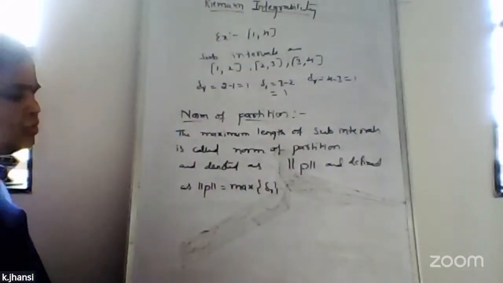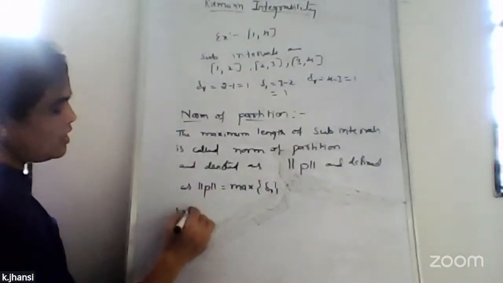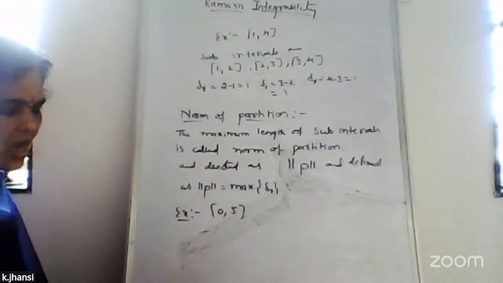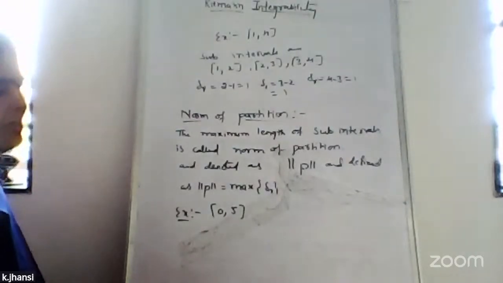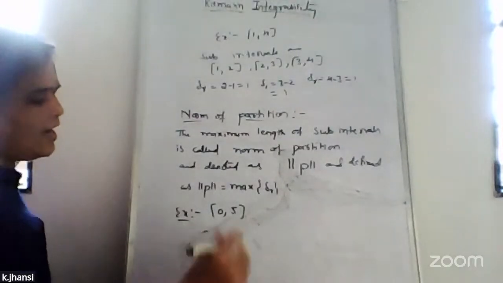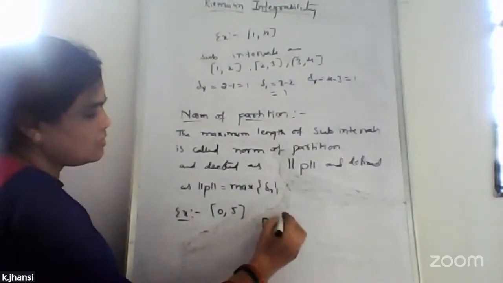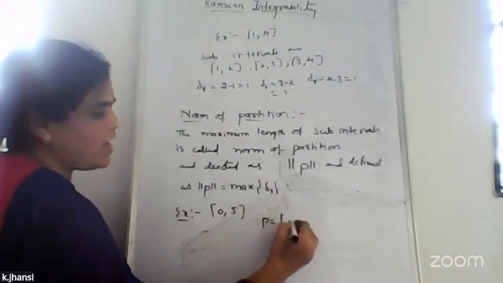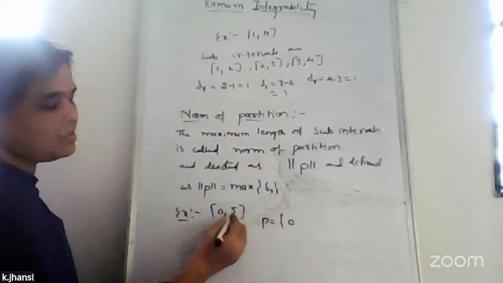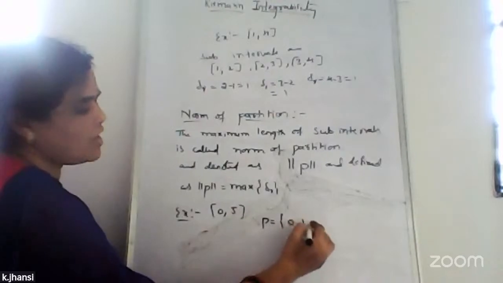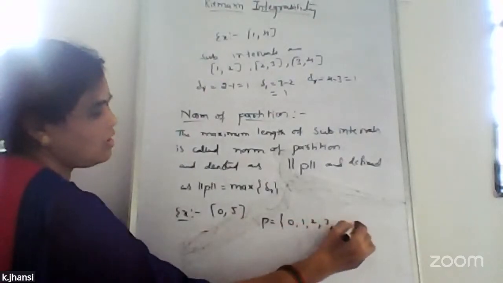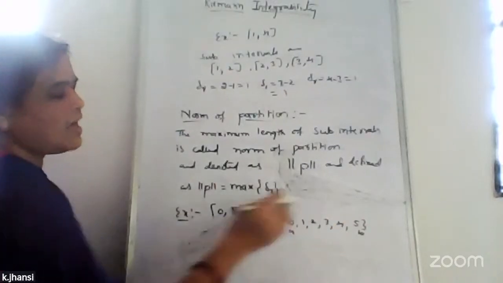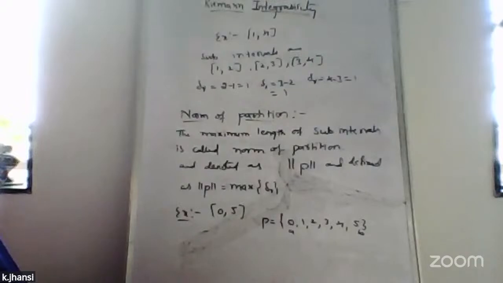Okay. So you can take one example: the closed interval is given as 0 comma 5. If you are asked to find the norm of P, first you write the elements of P, where A is 0 and B is 5. The elements will be 0, 1, 2, 3, 4 and 5. This is A and this is B, and the other terms are x1, x2, x3, x4.